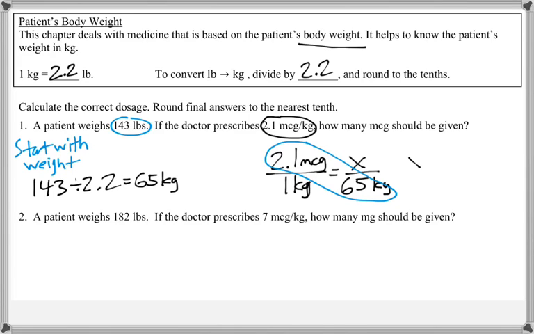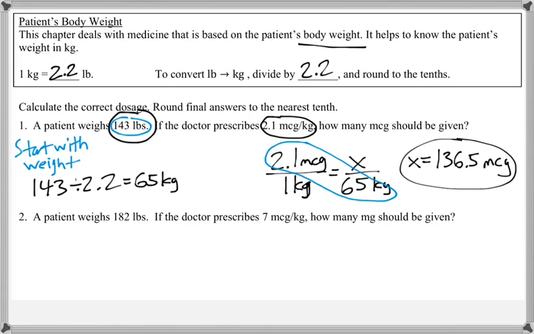And we get x is equal to 136.5 mcg. So a patient who is 143 pounds would receive 136.5 mcg of the powder drug.